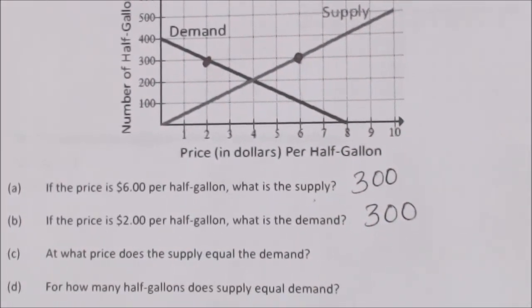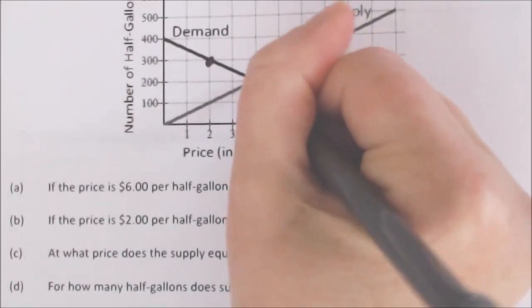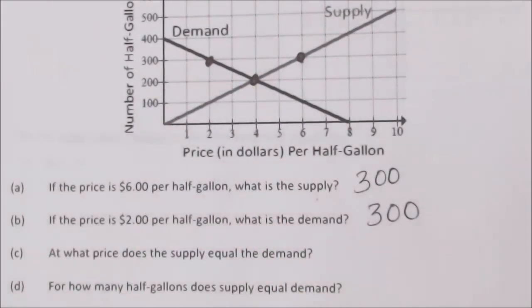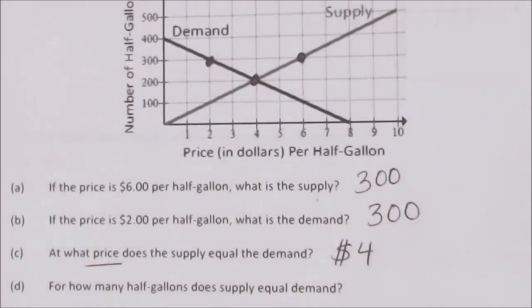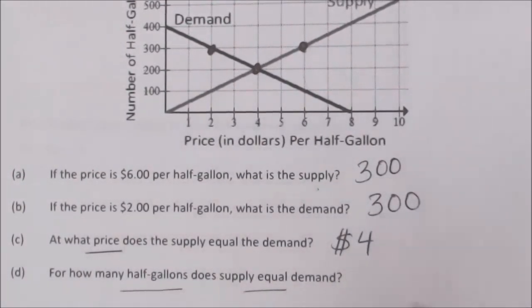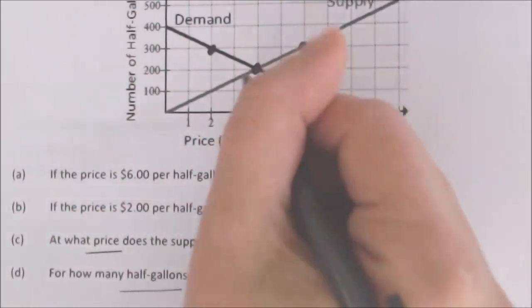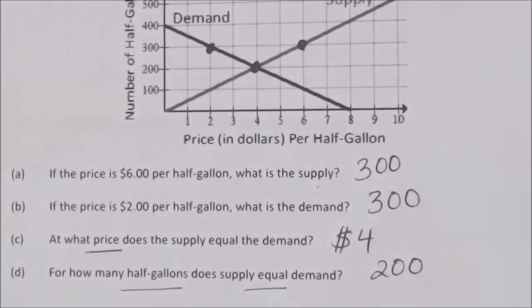Part C says, at what price does the supply equal the demand? In business, you'd call this your equilibrium point, and that would be where the two lines intersect. That would be right here at this ordered pair, 4 and 200. They're just asking for price here, and so that would be at a price of $4. And for how many half gallons does the supply equal the demand? They're looking for the y value at that point of equilibrium, which is 200 half gallons. So there's just a little application of these systems of equations that we're going to be working with in this section.